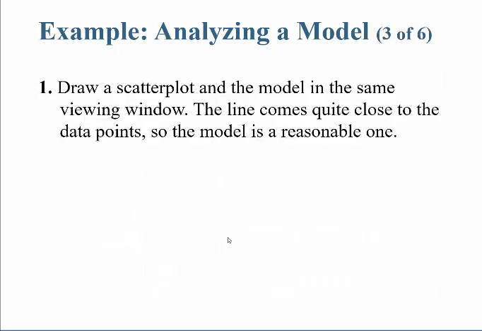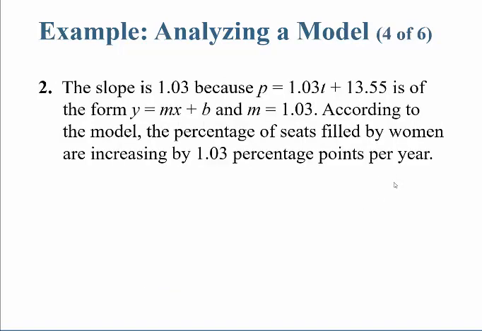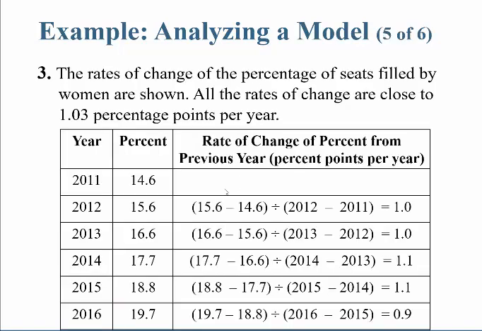So draw a scatter plot and the model in the same viewing window. If you plot the data and draw the line through it in your graphing calculator, like we've done in previous videos, you can see the equation does a really good job modeling the relationship. The slope here is 1.03 from our equation, because it's in the form y = mx + b. According to the model, the percentage of seats filled by women increases by about 1.03 percentage points per year. That's the rate of change.